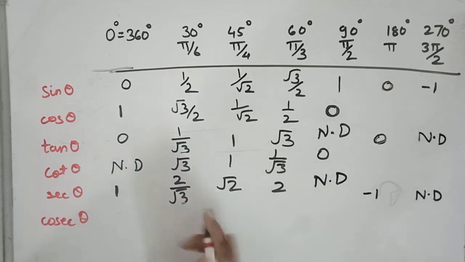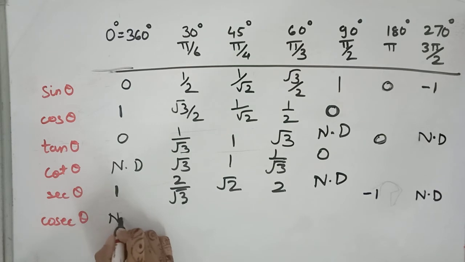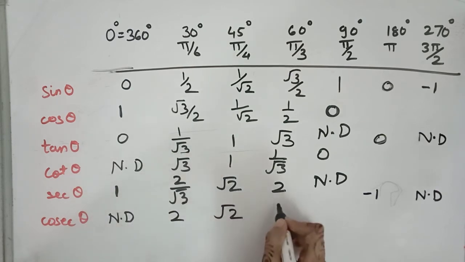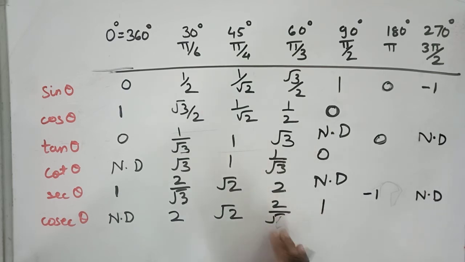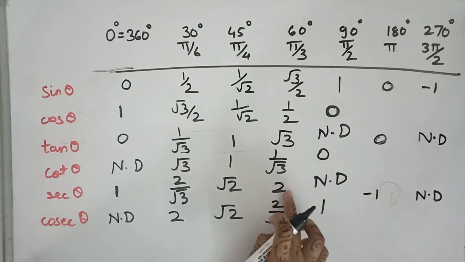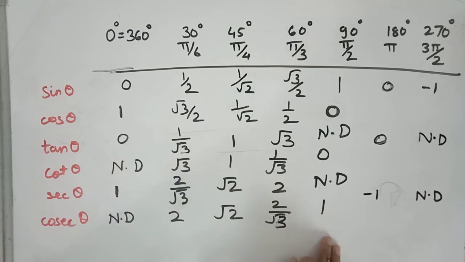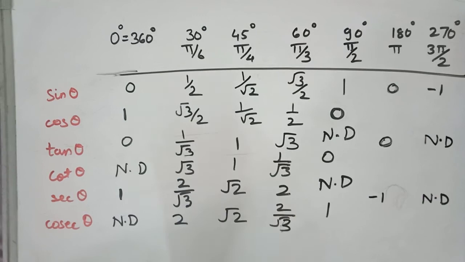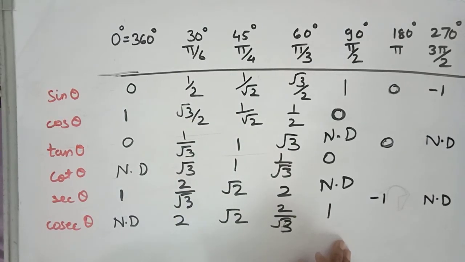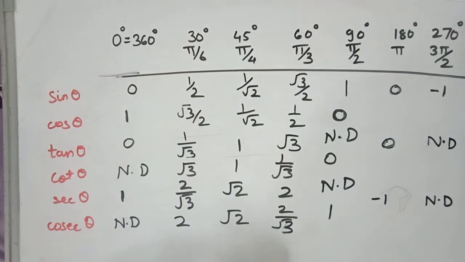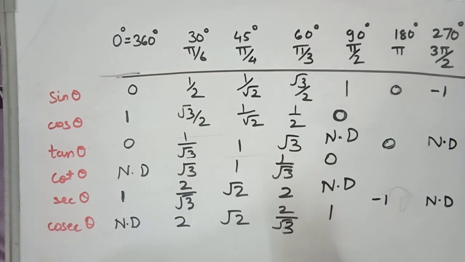Now let's reverse this table. This will be not defined, 2, root 2, 2 upon root 3 and 1. This is the reverse of sec theta, which gives cosec theta. So this is the easiest way to remember the trigonometric table. You just have to remember these 5 values, and other values you can find on your own.